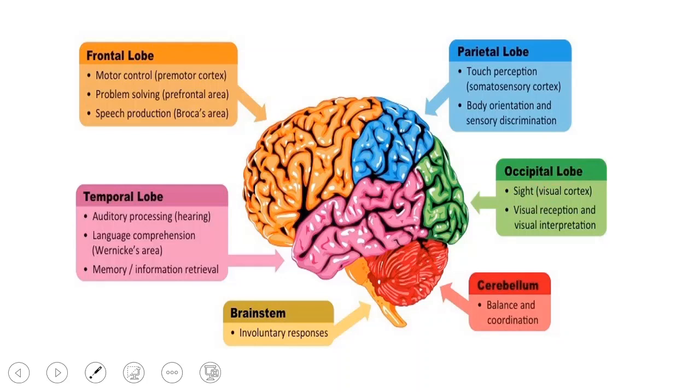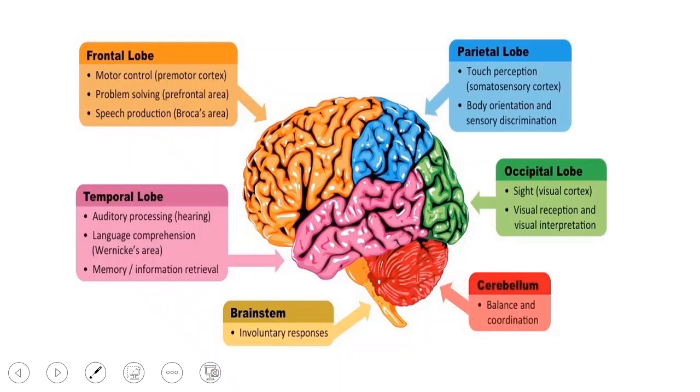The cerebellum appears as a separate structure at the base of the brain underneath the cerebral hemispheres. It is responsible for coordinating unconscious motor functions such as balance and movement coordination.